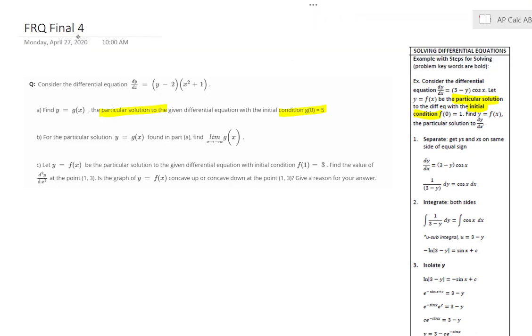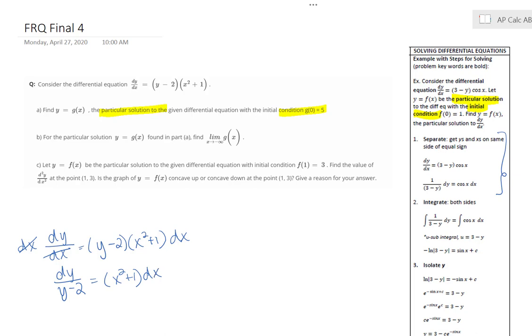Our first step says separate the y's and x's on either side of the equal sign. So let's do this. Get some color coding here. Step 1 is y's and x's on their own sides. I am going to divide by y minus 2 and multiply by dx. So I started off with dy over dx equals (y minus 2) times (x squared plus 1). Multiply by dx to get rid of this. Divide by y minus 2. So I'm left with dy over (y minus 2) equals (x squared plus 1) dx.